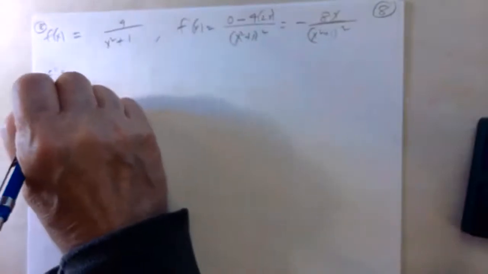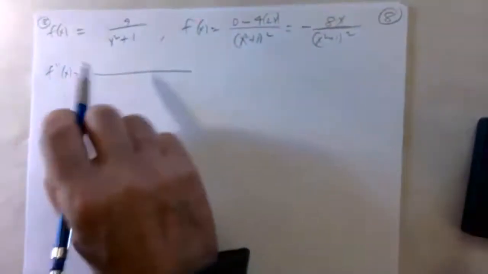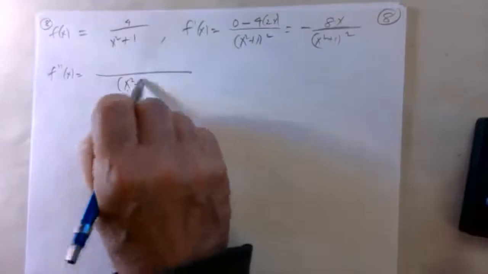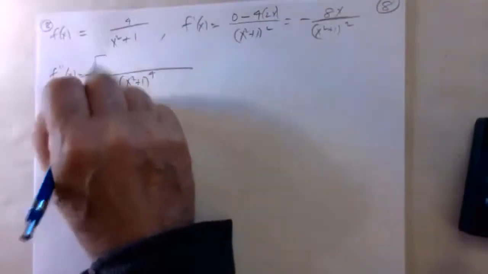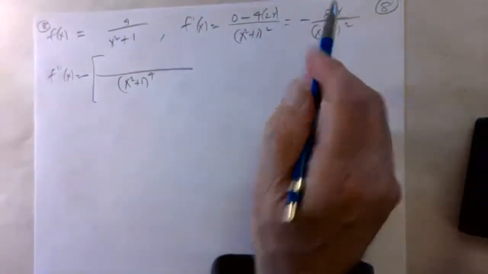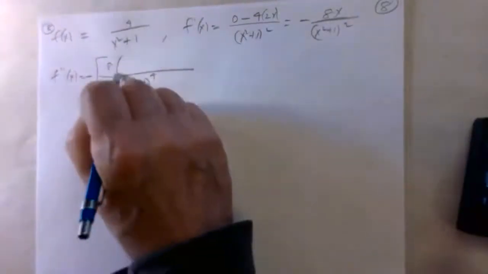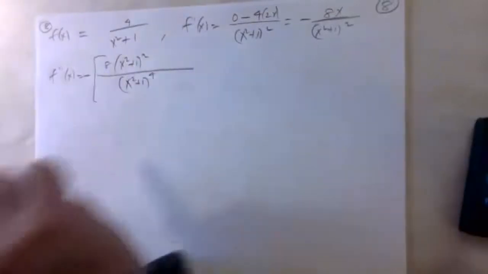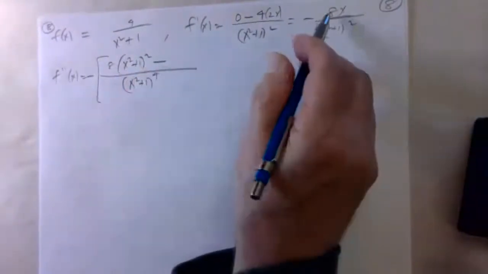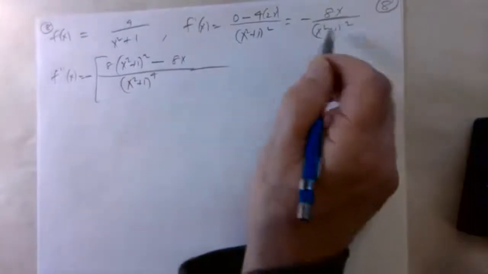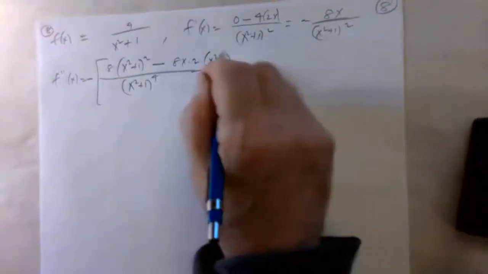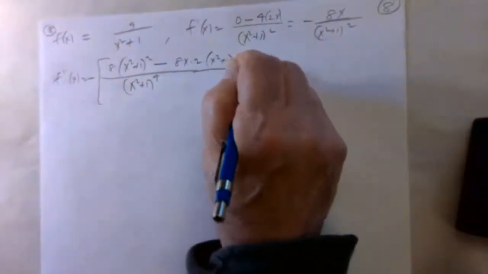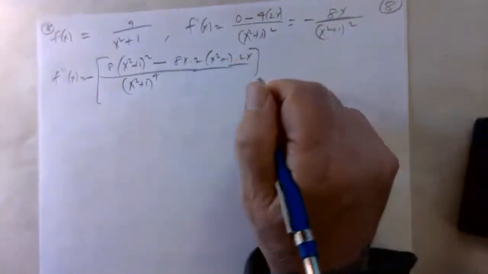And then what is the second derivative? We get the denominator squared. So when you square a square, you get the 4th power. Put the minus sign in front. The derivative of 8x, which is 8, times the denominator, minus 8x times the derivative of the denominator, which is 2 times x squared plus 1, times the derivative of x squared plus 1, which is 2x.